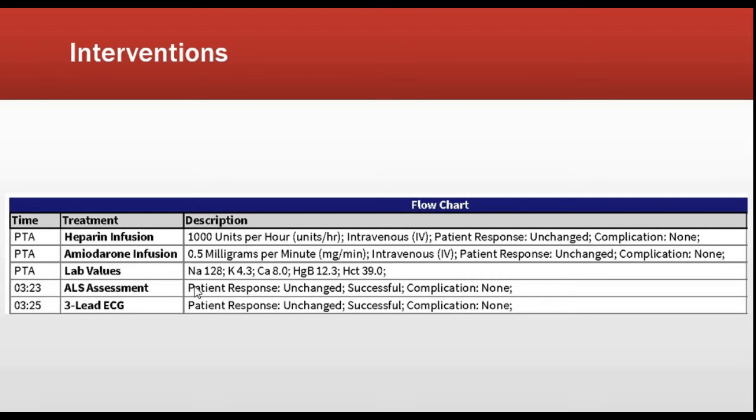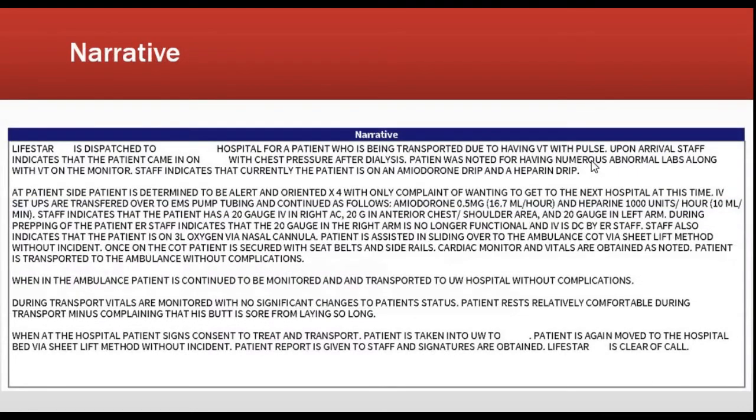But what do we have for lab values here? Prior to arrival, these are the lab values that were given to the paramedic. A sodium of 128, that's a little low. The potassium is 4.3, that's okay. Calcium is okay too. The hemoglobin, 12.3, a tad low. Hematocrit, 39, a tad low. None of these are eyebrow-raising numbers, though. So when the report comes in, oh, he's got numerous abnormal labs, you have to take that with a grain of salt, too.